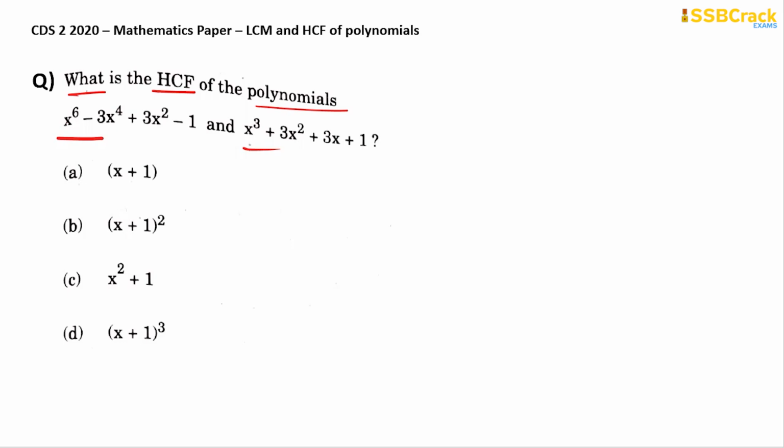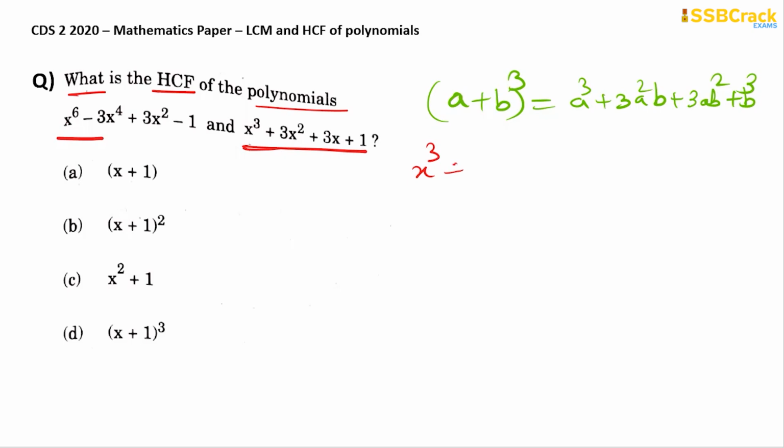So yes, we could, but we have to recall this identity, (a plus b) whole cube. Do you remember? This is a cube plus 3a square b plus 3ab square plus b cube, isn't it? So accordingly, the second polynomial, that is x cube plus 3x square plus 3x plus 1, can be written as (x plus 1) the whole cube. You can check by expanding (x plus 1) the whole cube with the above formula. Alright, we are done with this, and now let's begin with the actual process of finding HCF.